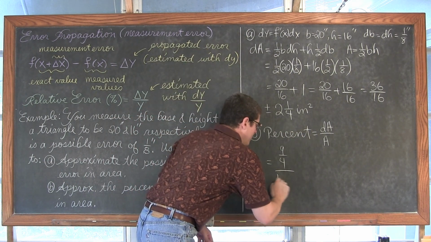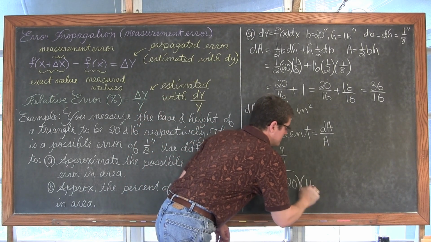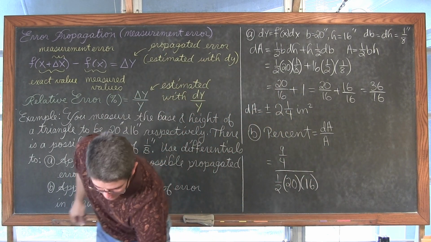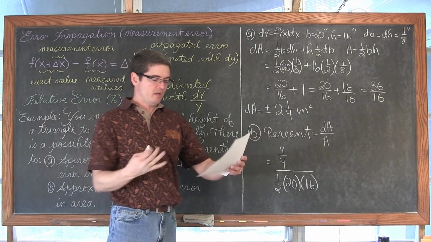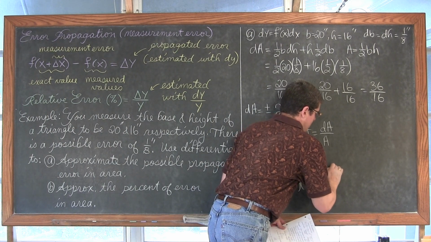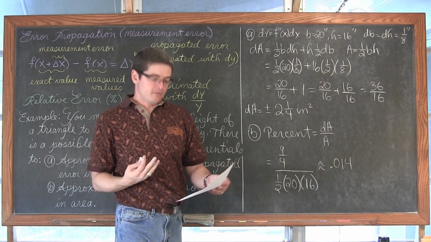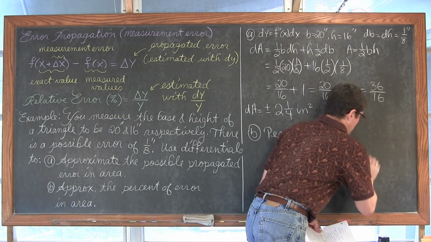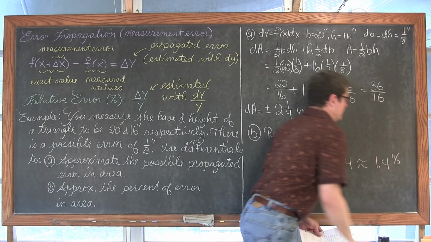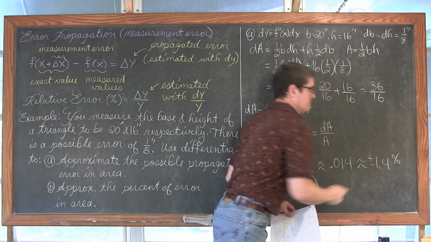And that's going to be 1/2 times the base, which is 20, times the height of 16. And when we get done cleaning that up, just to speed this up just a little bit, we come out to an approximated value of 0.014. So our area has a relative error of approximately, again, because that's what we're doing, approximately 1.4%.